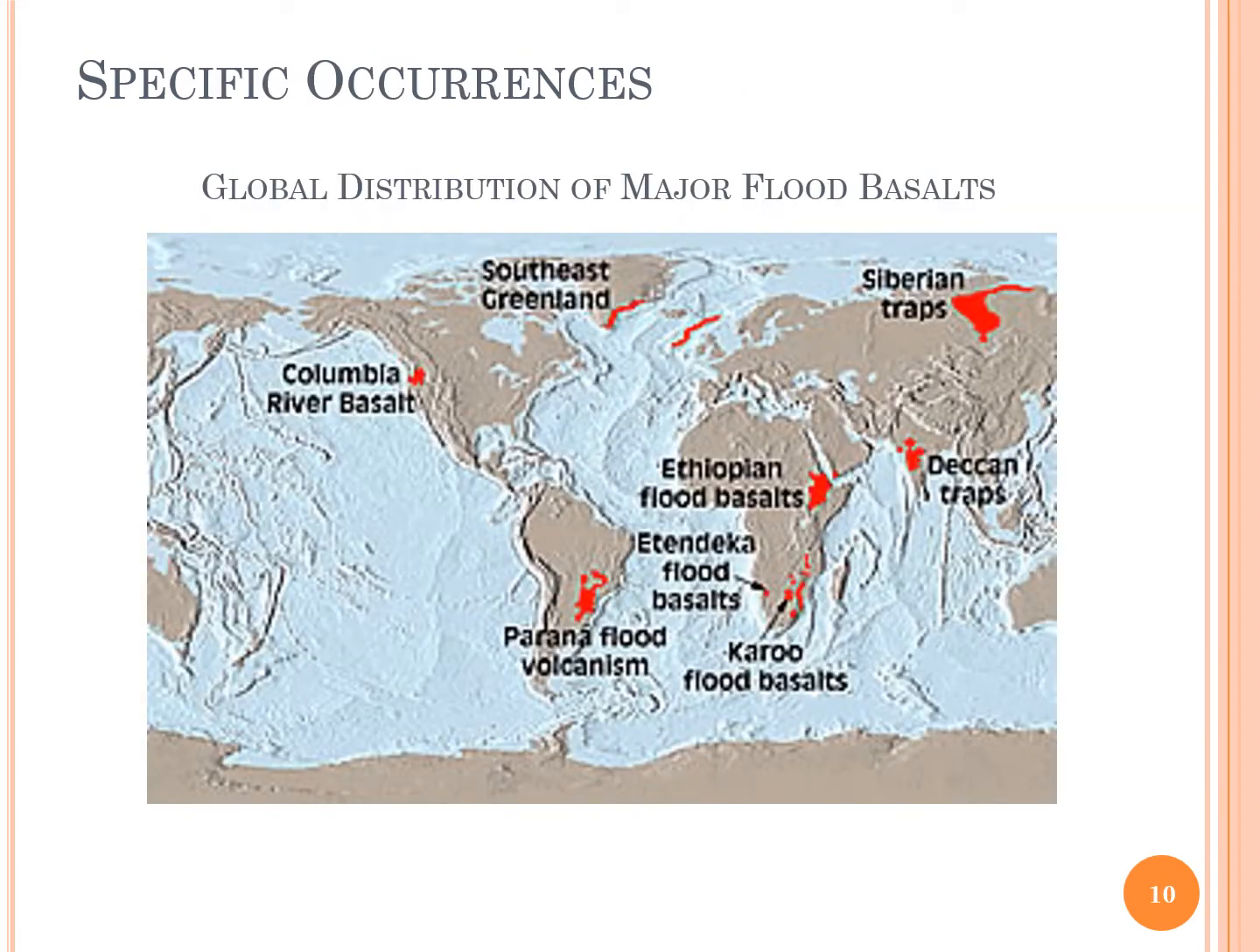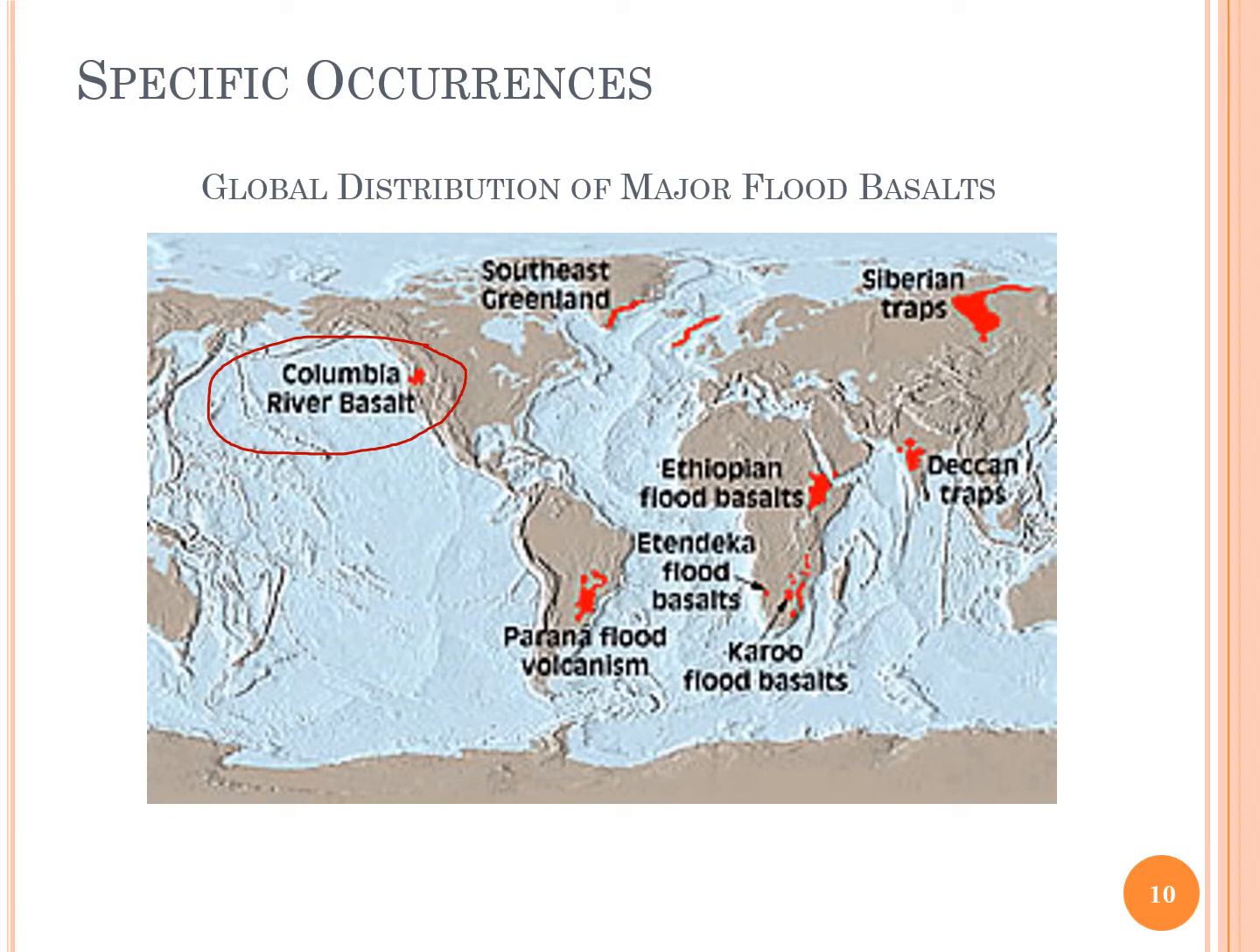Now, what about the specific occurrences? And specifically, what about other places like the Columbia River basalt? Well, the Columbia River basalt is a special type of basalt. They're called flood basalts, and they're areas where in the Earth's past, major outpourings of lava occurred over vast areas geographically. And here we've listed some of them. We're going to be talking today about the Columbia River basalt and about the tectonics that produced this large mass.